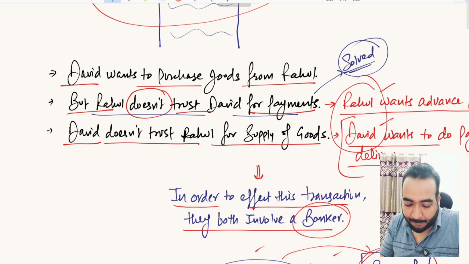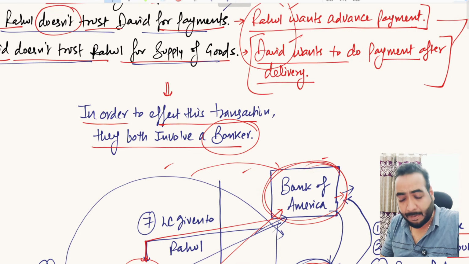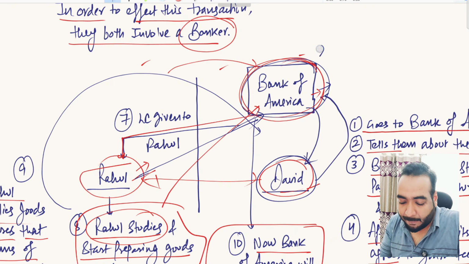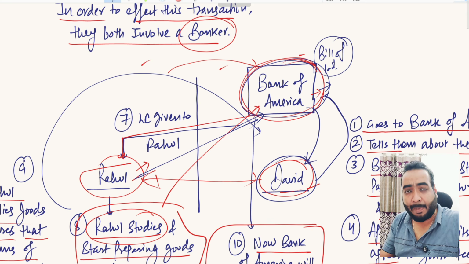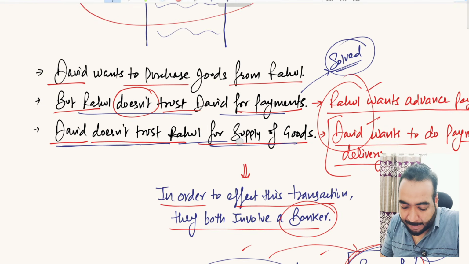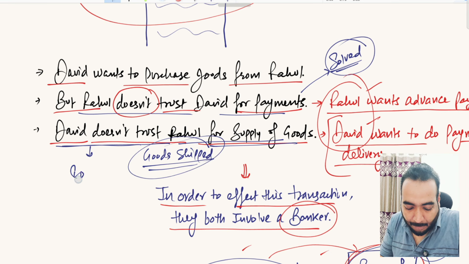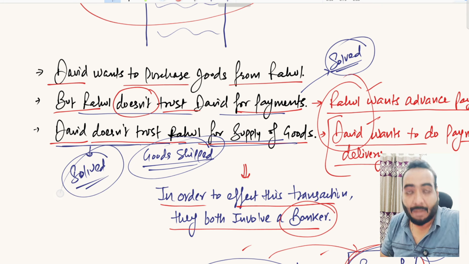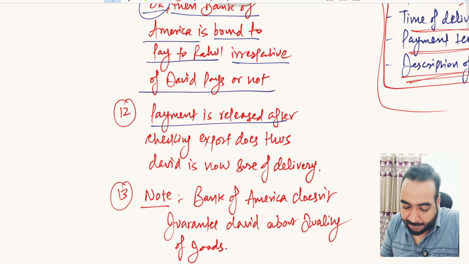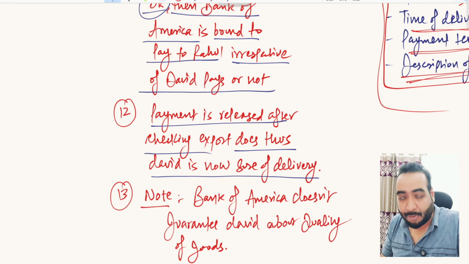Right? Now the concern of David that Rahul will not supply the goods is also solved, because when the export documents are sent to Bank of America, the bill of lading, which is the ownership proof or shipment proof of the goods, is also sent along with those documents. So now David also has a guarantee that goods are actually shipped to him. So the problem of David is also solved by way of the LC transaction. Payment is released after checking export documents. Thus David is now sure of delivery.